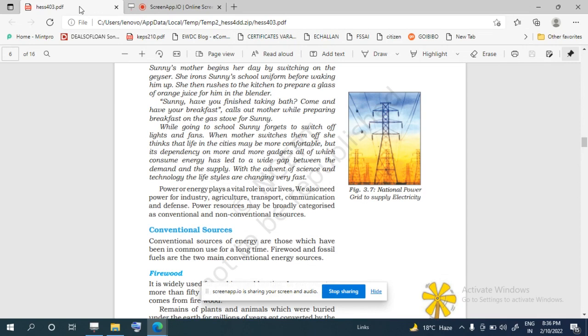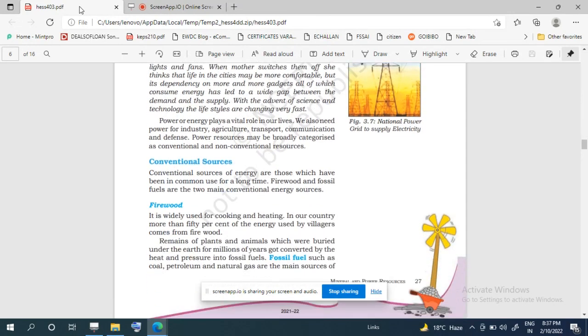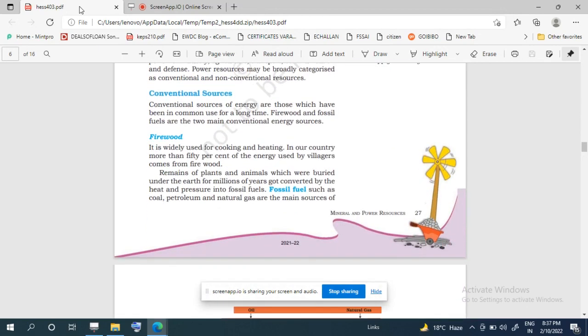In each and every part of life, in each and every aspect of life, we need power. There are some resources of power from where we get power, and these resources can be broadly classified into conventional and non-conventional resources. So first of all, we will discuss the conventional resources of energy.